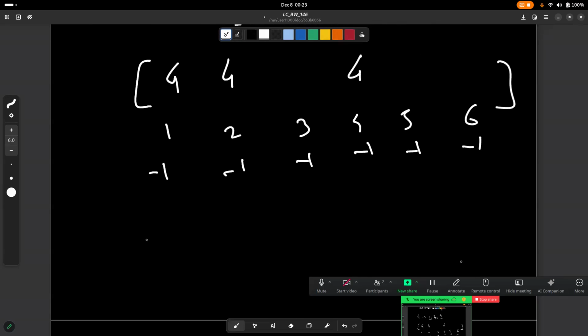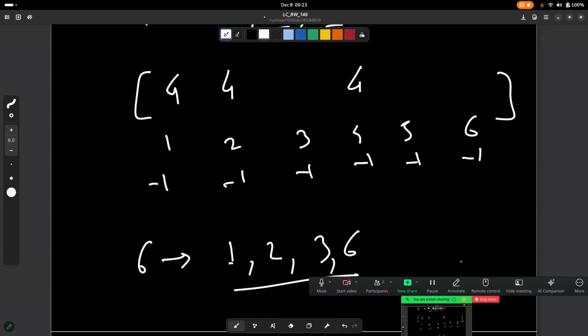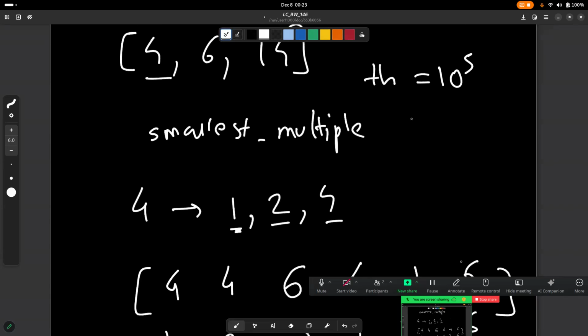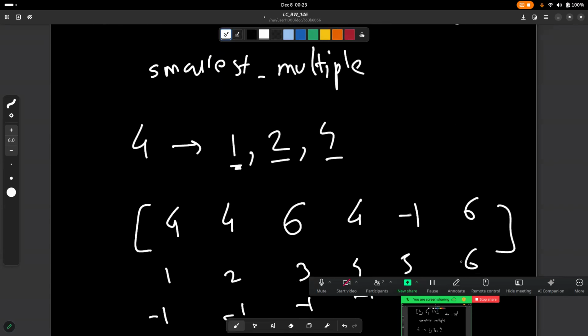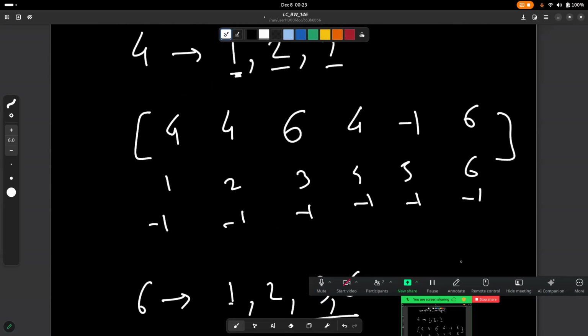Then next we'll go to 6. 6 has 1, 2, 3, and 6. These are the divisors of 6: 1 into 6, 2 into 3, 3 into 2, and 6 into 1. 1 has been filled, 2 has been filled, 3 has not been filled. So I say that 6 is the smallest multiple of 3, and 6 has not been filled, so the smallest multiple of 6 is 6. 5, let's just fill it with minus 1. We don't really have a 5 element over here. And for 14, the array size would become too much, but you can imagine filling it with 14. Only 7 would be updated.